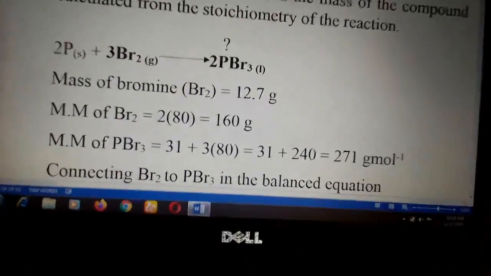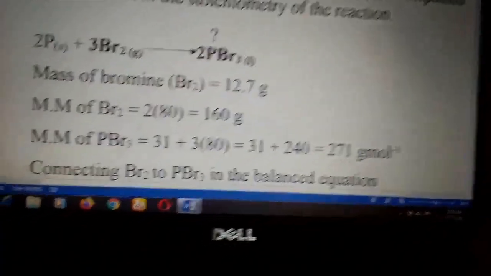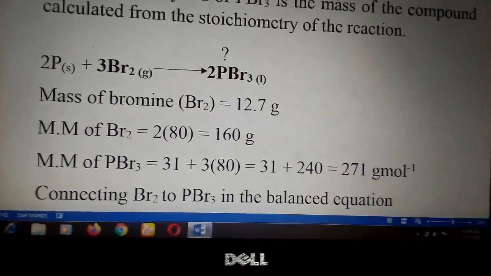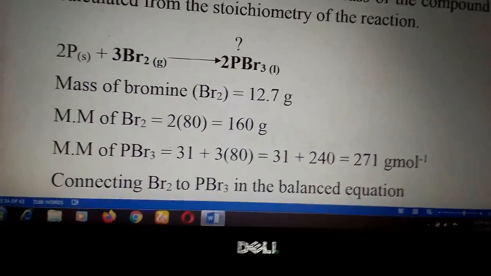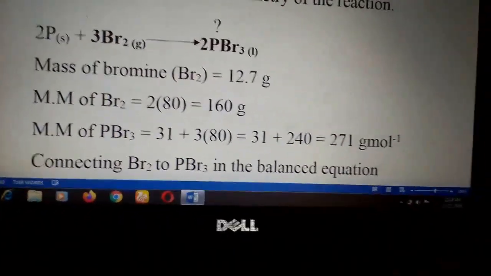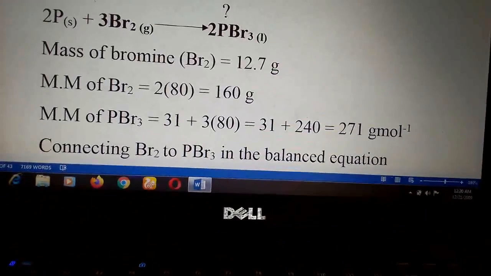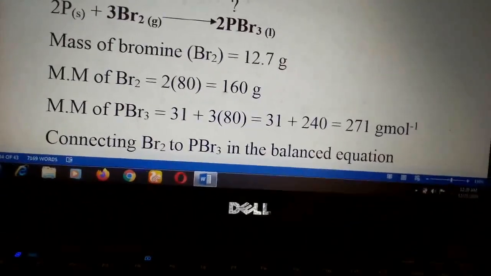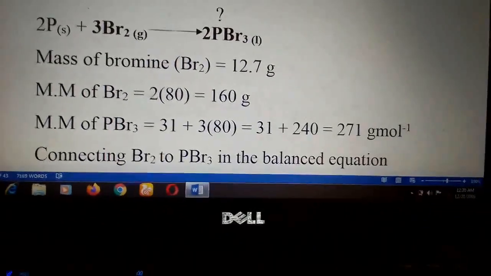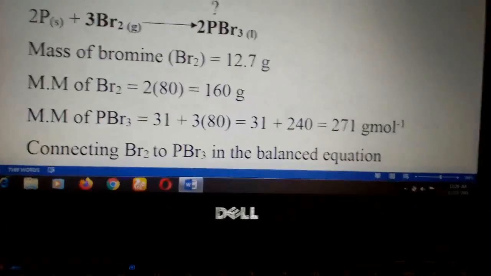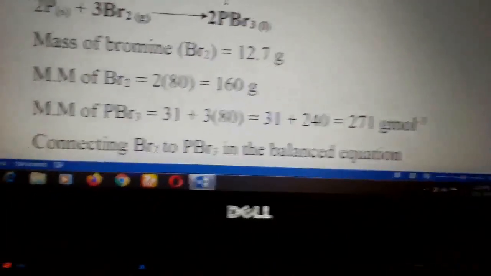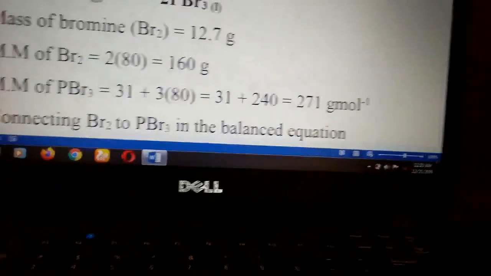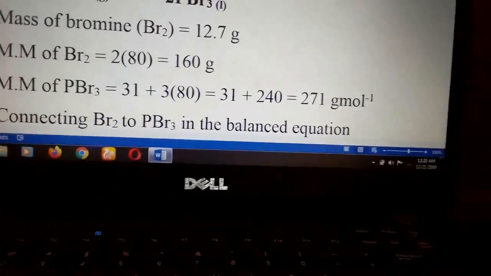We connect bromine to phosphorus 3 bromide because the question gave us the mass of bromine as 12.7 grams, as you can see. So we find the molar mass of the bromine, which is the known substance. 2 times 80, the atomic mass of bromine is 80 times 2, that gives us 160 grams per mole. We find the molar mass of phosphorus 3 bromide. Phosphorus is 31 plus 3 times 80, since there are 3 atoms of bromine in the compound. That gives us 31 plus 240, 271 grams per mole.